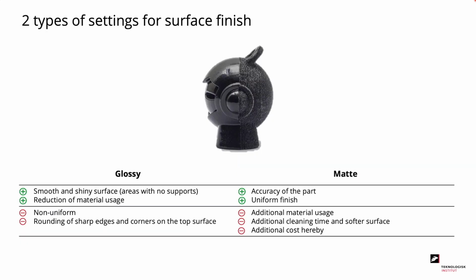When printing with material jetting, we have 2 settings for the surface finish, either glossy or matte. With glossy, you get a smooth and shiny surface where you have no support, and you reduce the material usage. The downside is that you get a non-uniform part and you get some rounding of sharp edges and corners on the top surface. On the other hand, you have the matte surface finish where you get a higher accuracy of the part and a more uniform finish.